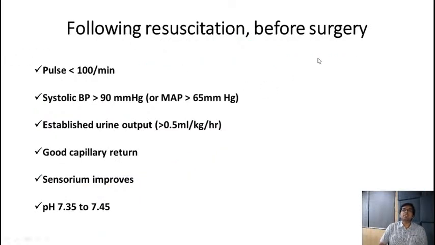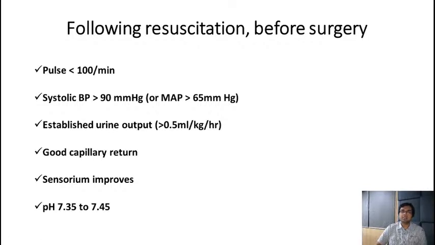Following resuscitation and before surgery, in order to have adequate resuscitation and prepare the patient for operative exploration, which should be urgent, we should have a pulse of less than 100 per minute, a systolic BP of more than 90 millimeter of mercury, or a mean arterial pressure of more than 65 millimeter of mercury. We should ensure adequate urine output of more than 0.5 ml per kg per hour with good capillary refill. The sensorium of the patient may or may not improve. However, these parameters are more important, and the patient should have a normal pH of 7.35 to 7.45.